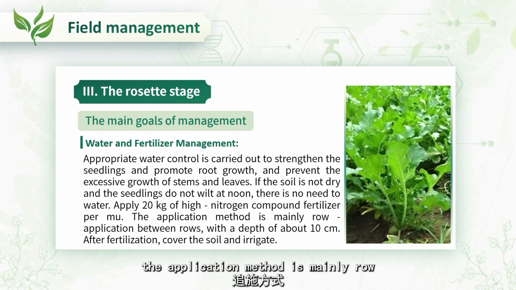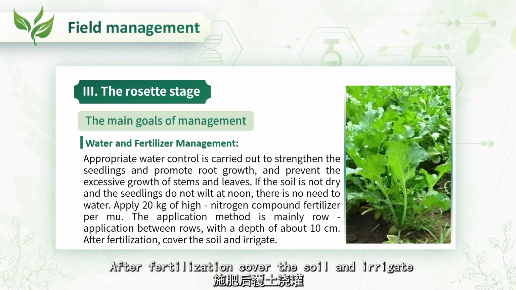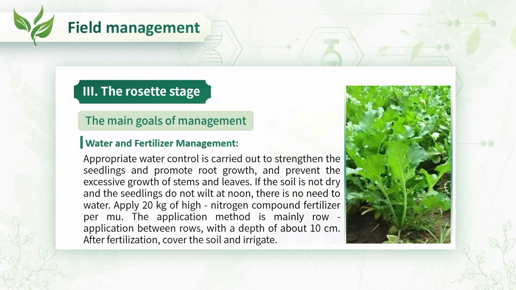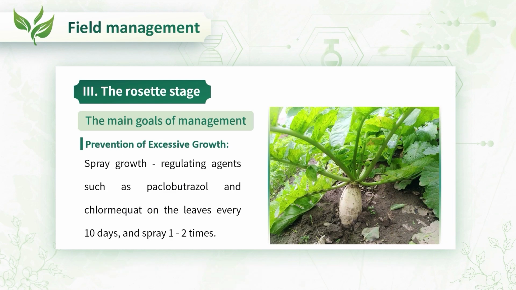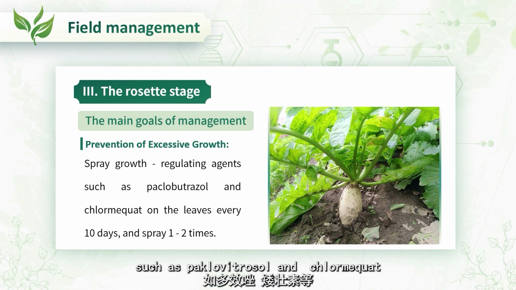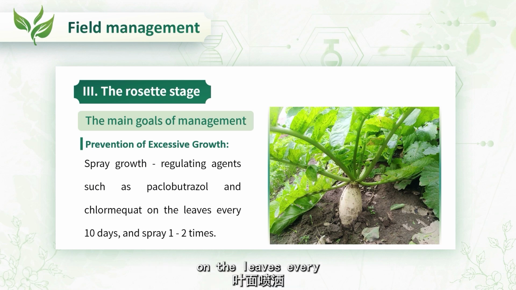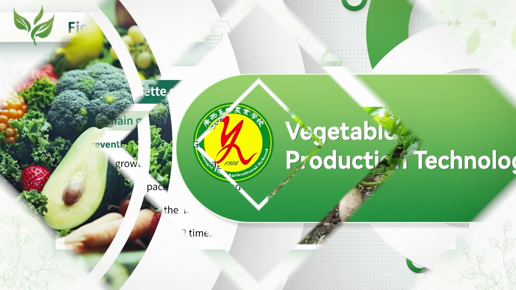The application method is mainly row application between rows, with a depth of about 10 cm. After fertilization, cover the soil and irrigate. Prevention of excessive growth in the rosette stage. Spray growth regulating agents such as paclobutrazol and chlormequat on the leaves every 10 days, and spray 1-2 times.